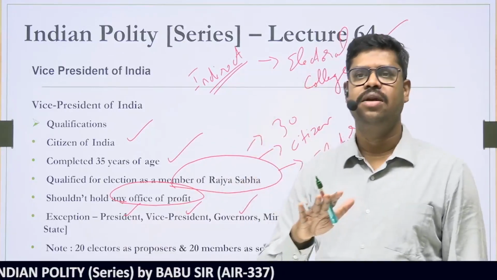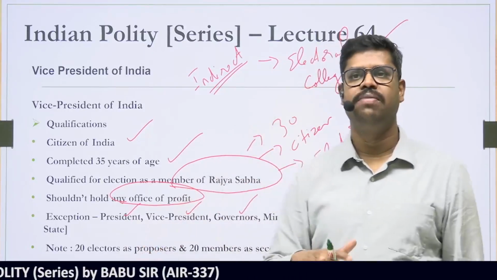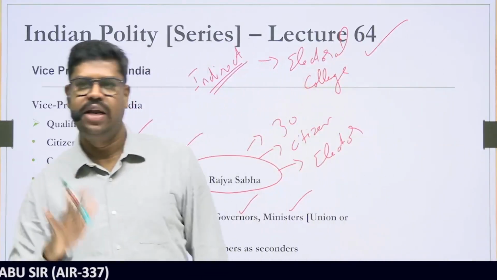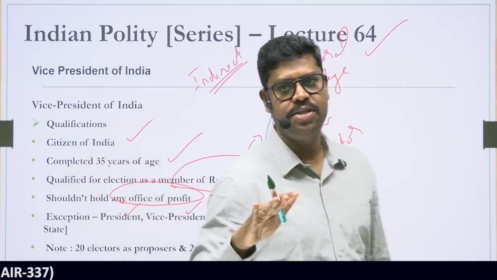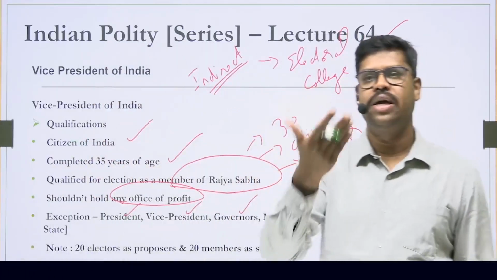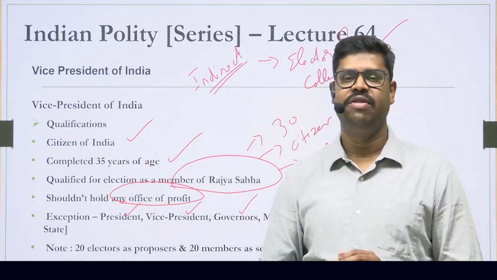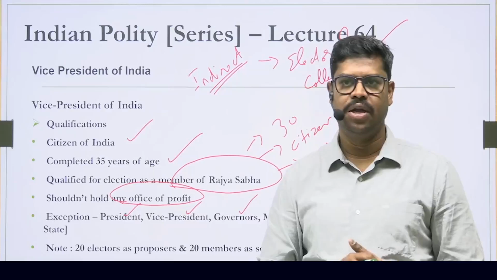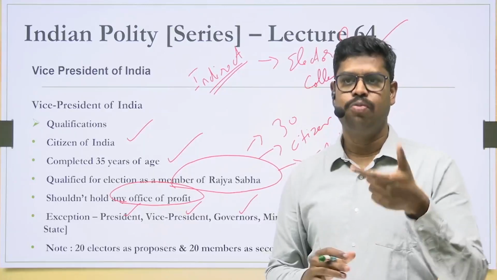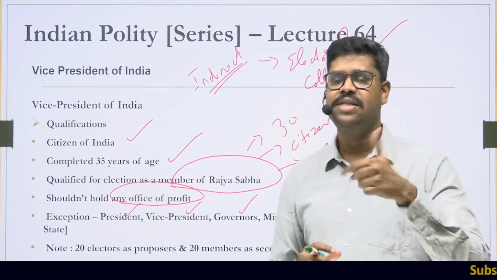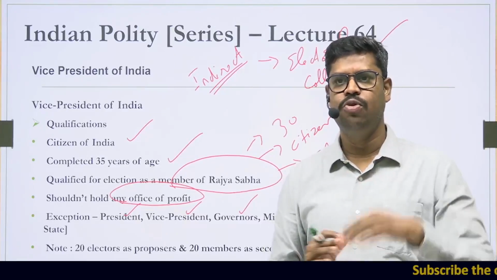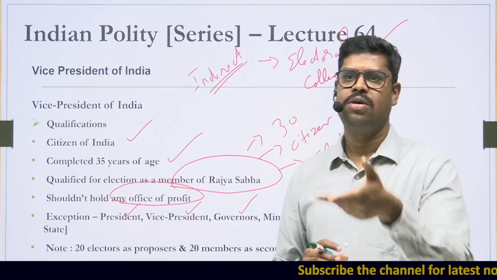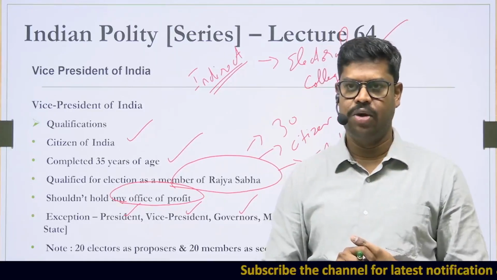Apart from that, this is not mentioned in the constitution, but the President and Vice President Election Act 1952 says that anyone who wants to contest election to the office of the Vice President, his name has to be proposed by 20 members from the electoral college as proposers and 20 members as seconders. Proposers are those people who put forward the name. Seconders are those people who support the proposers. So that's basically what you'll have to understand.